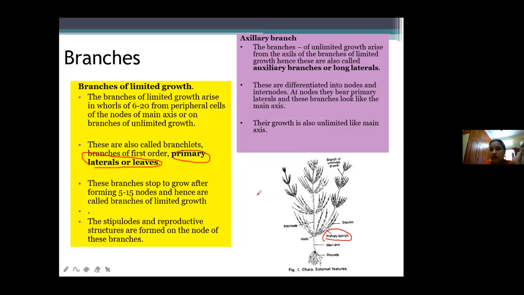Next one, each short lateral also remains differentiated into nodes. See here, these are the short nodes. In these short nodes, again they are divided into limited growth ones. In each and every one, two limited growth branches are there. Each short lateral is also differentiated into nodes and internodes. So again, you can observe that each short lateral also forms a nodal part and an internodal part. From the nodes of these laterals, small unicellular secondary laterals are formed.